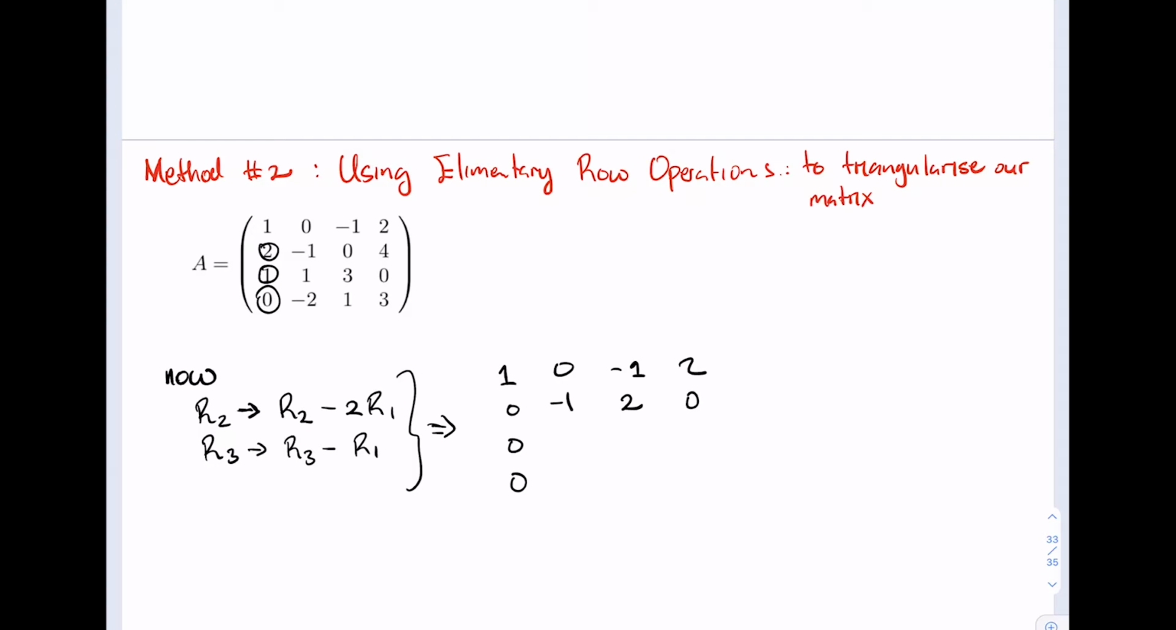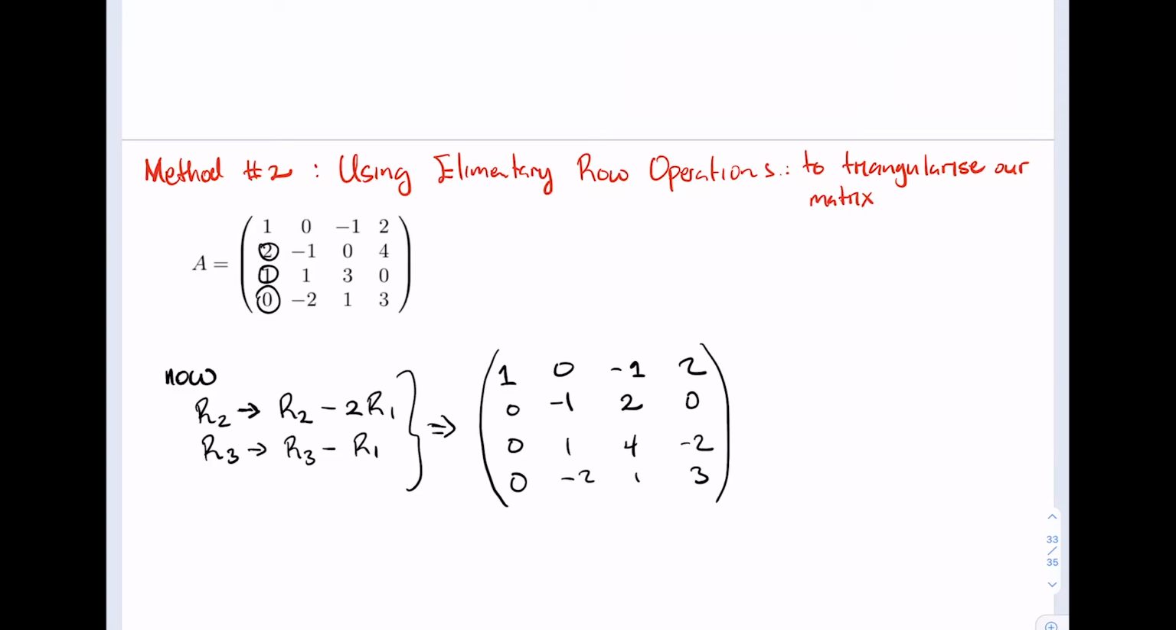Right? Our next row gives us 1 minus 0, which is 1. 3 minus minus 1, which is 4. And 0 minus 2, which is minus 2. This row is still the same row, so we have minus 2 here, 1 and 3, right?